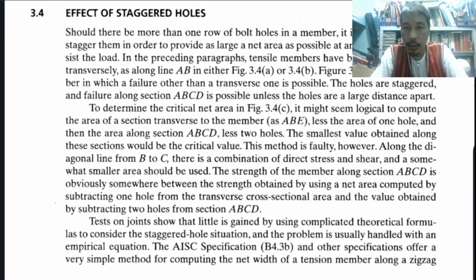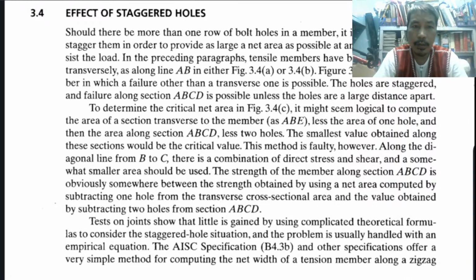what I'm going to introduce to you is the effect of staggered holes. If there are more than one row of bolt holes in a member, so in our given example, there are holes, but they are in line. They are aligned vertically, aligned horizontally. But there are bolt holes that are not aligned to one another. It is often desirable to stagger them. That is what we call staggered holes.